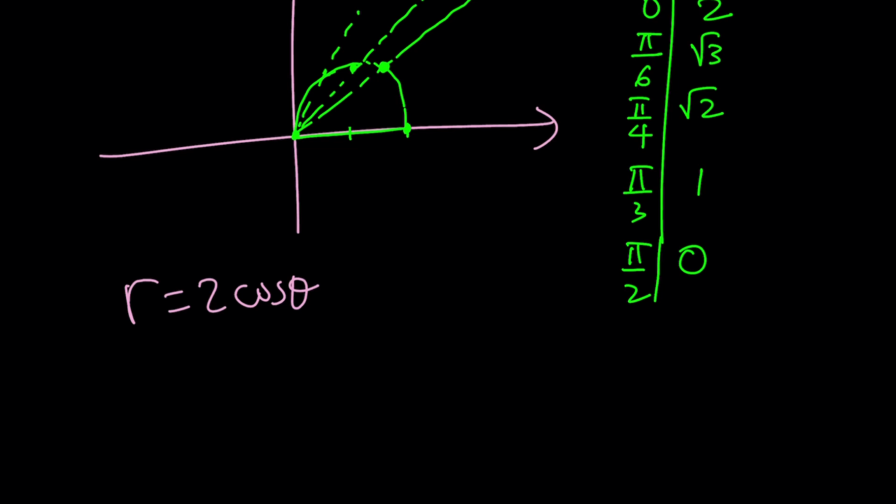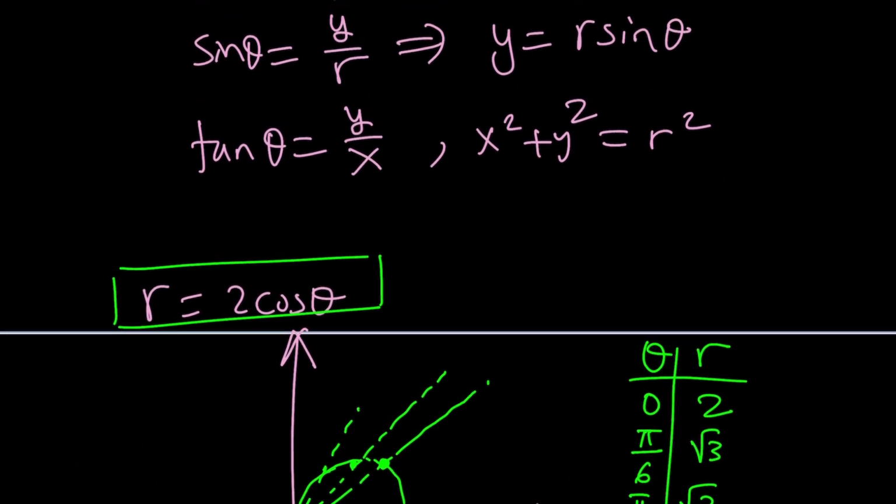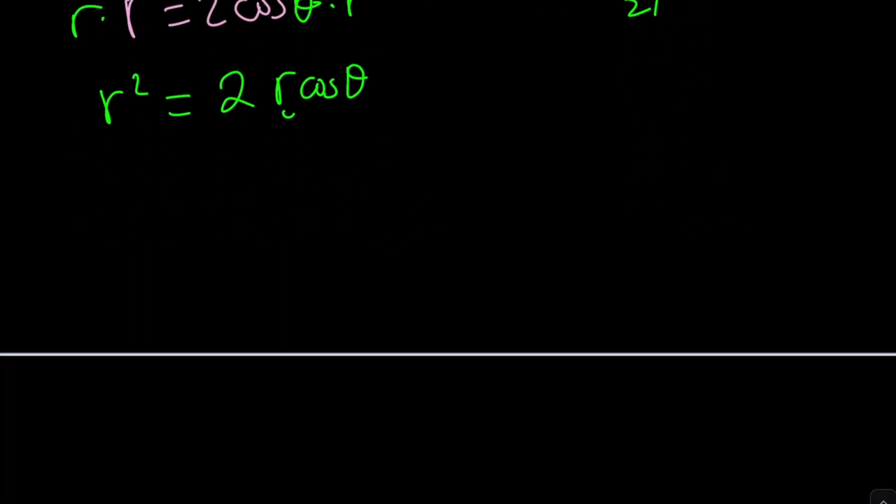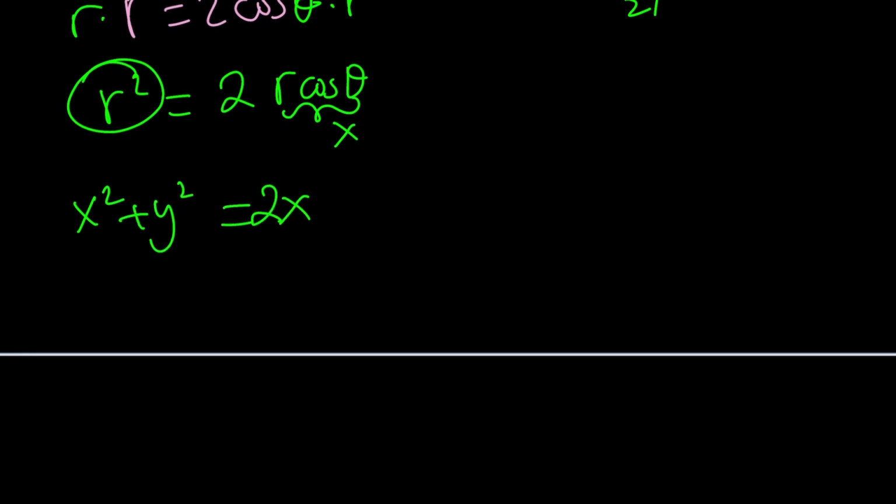r equals 2 cosine theta. Then we multiply both sides by r, and that's going to give us r squared equals 2 times r cosine theta. Now notice that r cosine theta is equal to x. So we can replace that with x, and r squared with x squared plus y squared. And that gives us what we need.